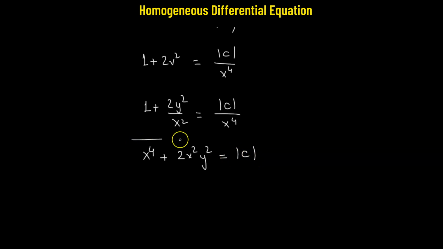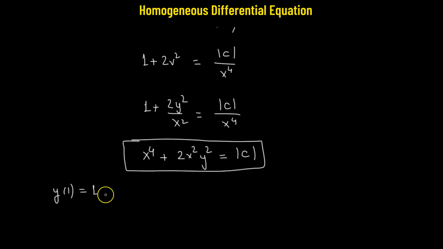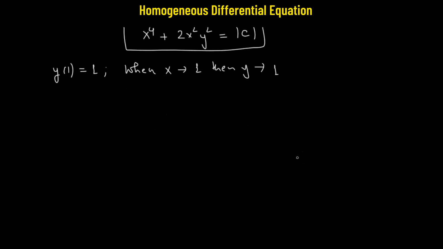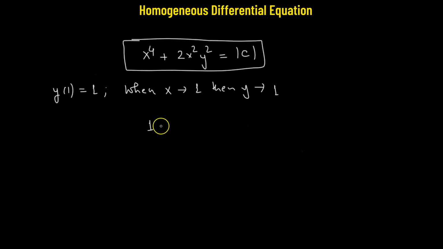Now, we will use the initial condition y of 1 equals 1 to obtain the value of c. This simply means that when x is 1, then y is going to be 1 as well. So let's substitute this. So we will have 1 raised to the power of 4, so that's going to be 1, plus 2 times 1 squared times 1 squared, so that's 2, equals c. So our c value is 3, which is a positive number. We can simply see that c is equal to 3.